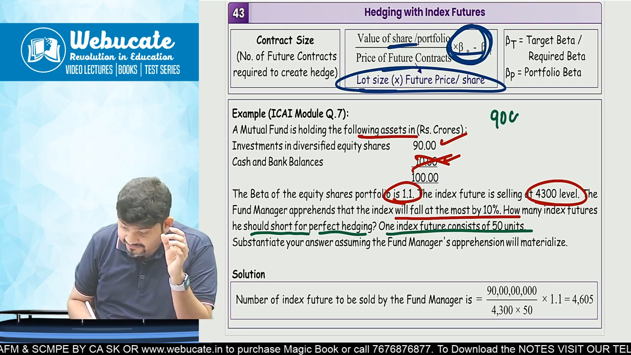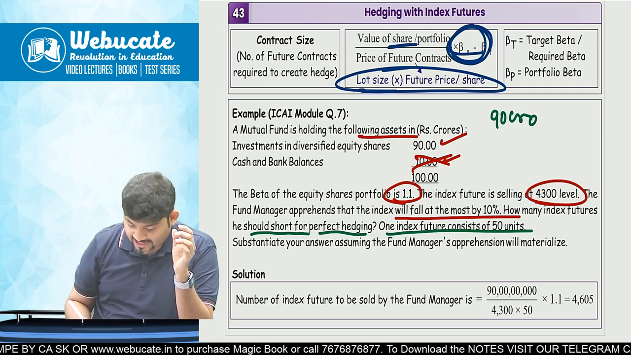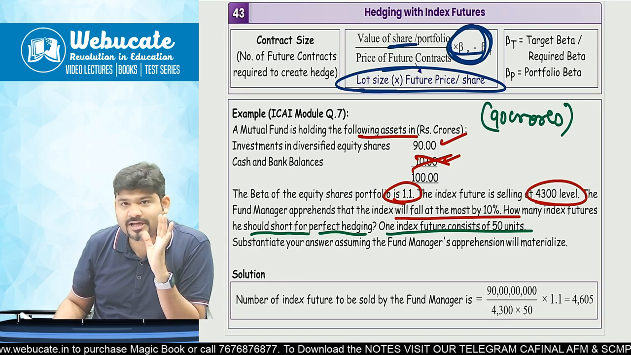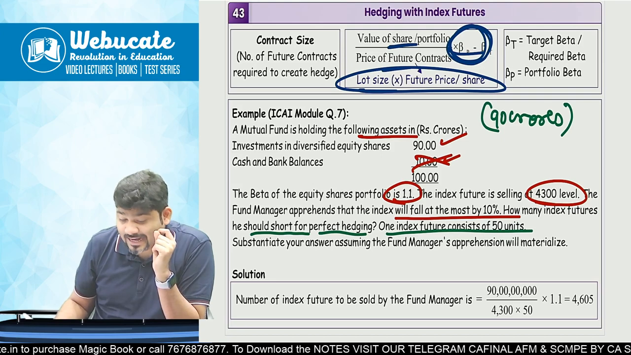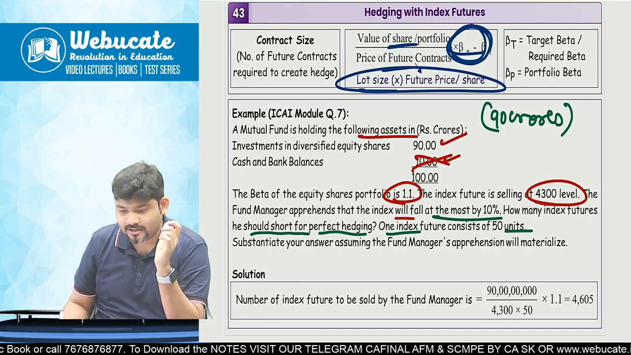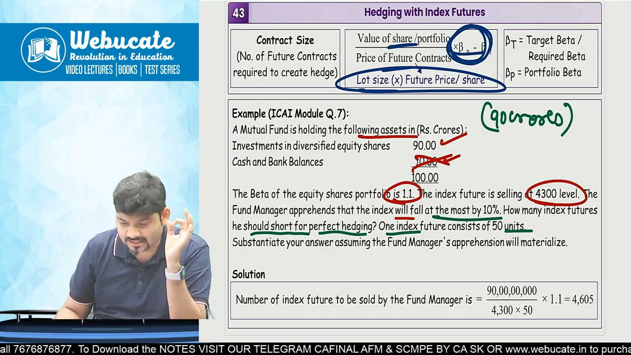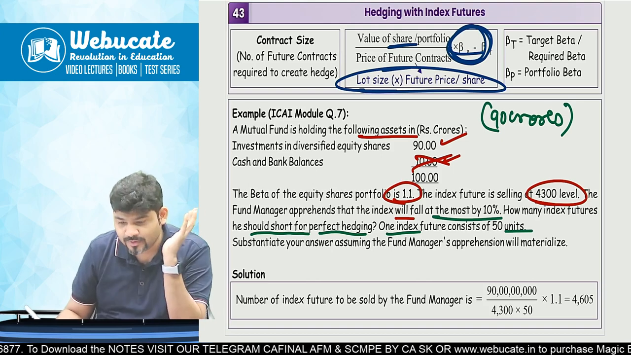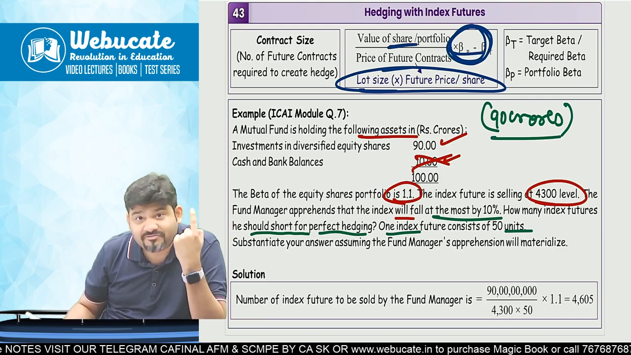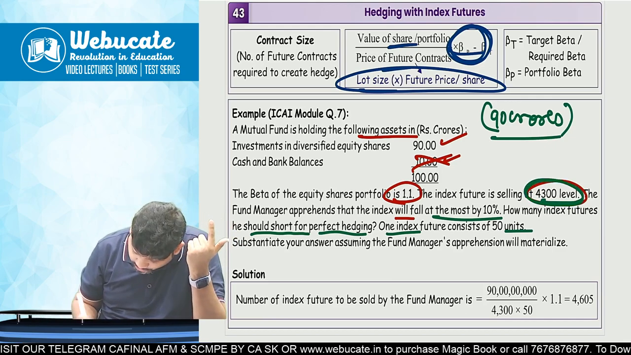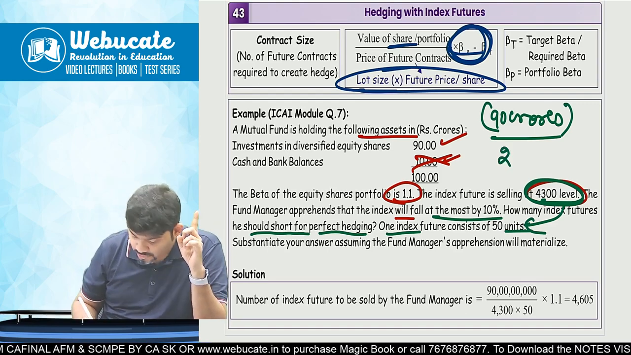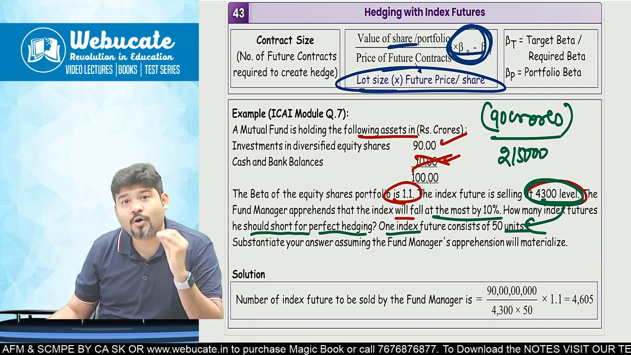So now you have 90 crores worth of equity shares. But there is a hedging that you require, because you feel that the market will fall by 10%. So now in this case, what are we going to do? 90 crores divided by the value of one future contract. What is the value of one future contract? Can I say 4,300 into 50? So that is 215,000.